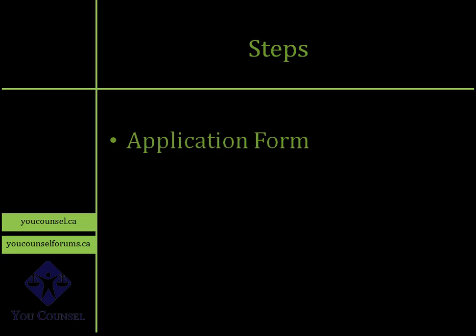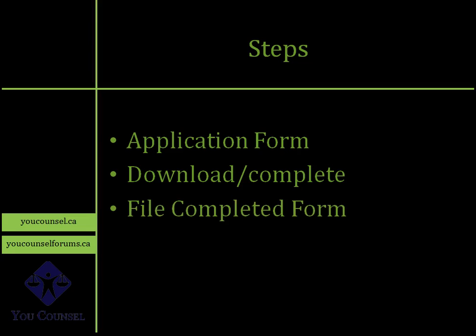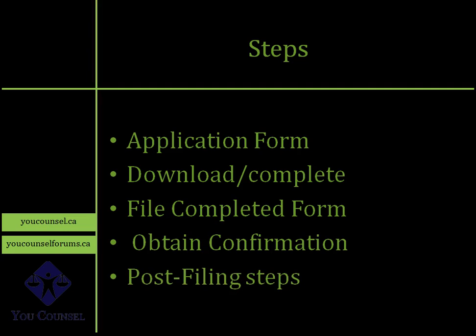So let's go through some of the basic steps. Your first step is really to find the application form, download it, and complete it. You can complete it online and file it online, or you can download it, complete it, and then send it out. Then we'll talk about completing the form. I'll take you to the form and go over it briefly to highlight some of the sections and what you should expect to write in those sections. Then we'll talk about filing of the form with the Human Rights Tribunal of Ontario, and then you get some confirmation that you have actually filed the form, and then we'll talk about some of the post-filing steps so you understand what happens next.